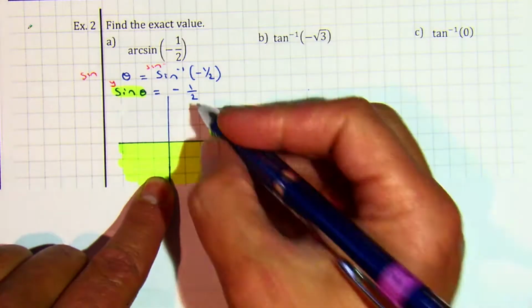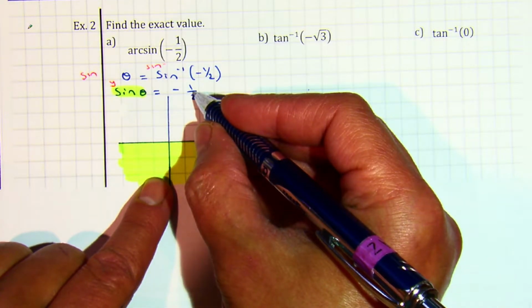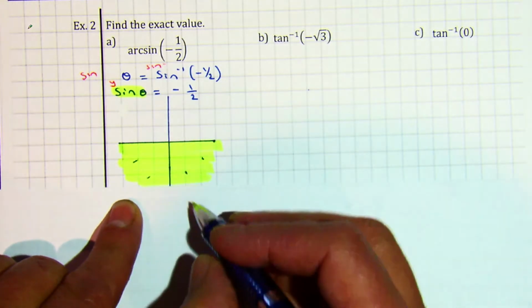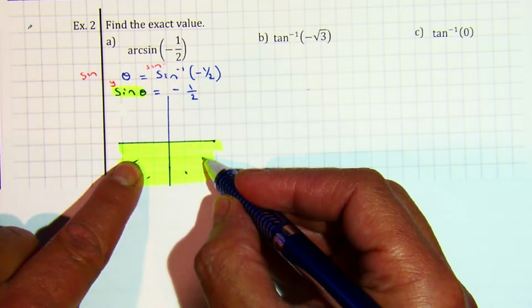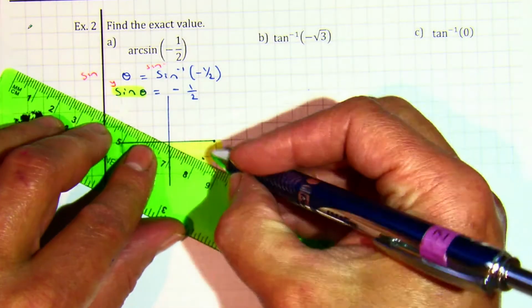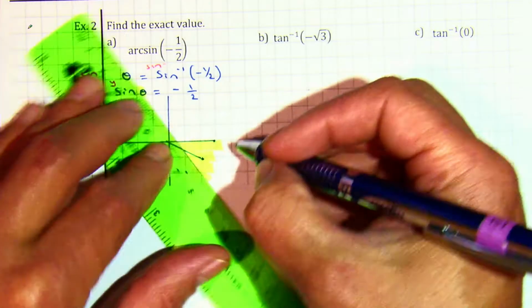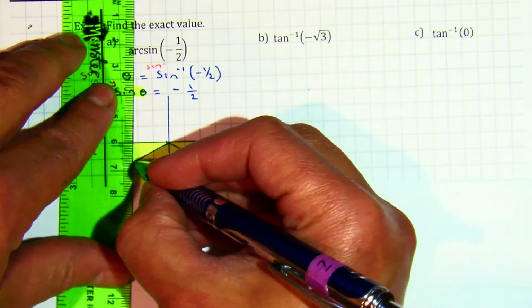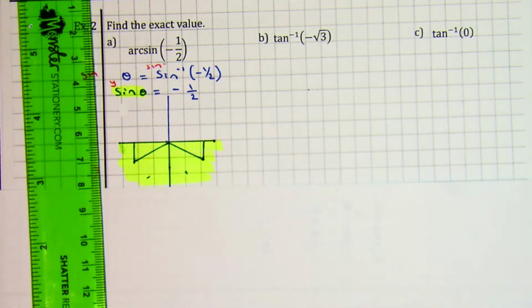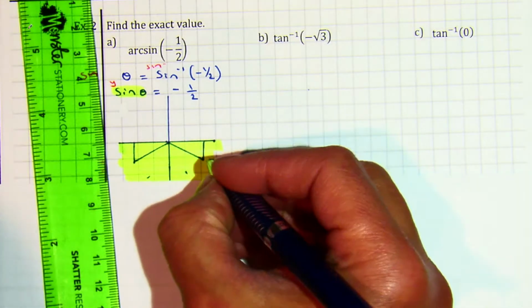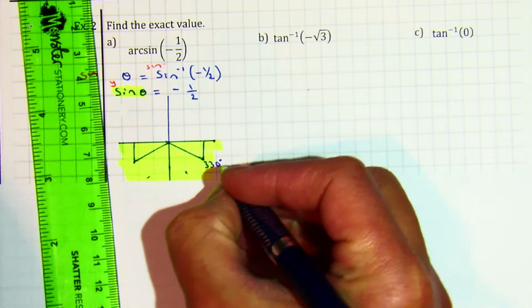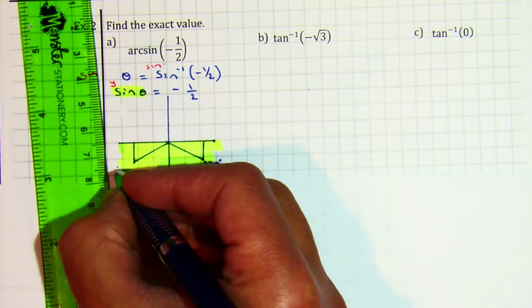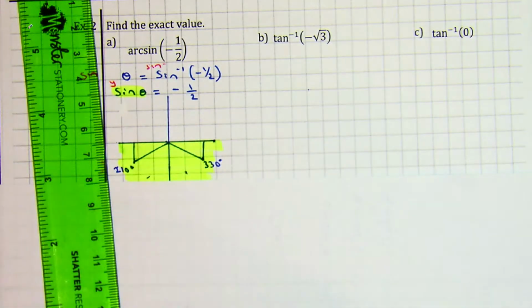And 1/2, is that your shorter side or your longer side? That will be your shorter side. So therefore, you can either be here or here. This angle is 30, so therefore it will be either 330 degrees or 180 plus 30, which will be 210 degrees.